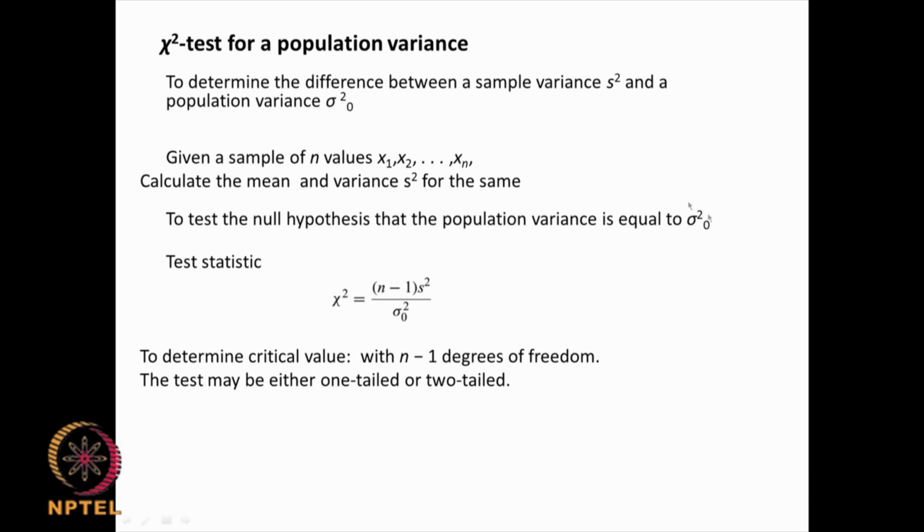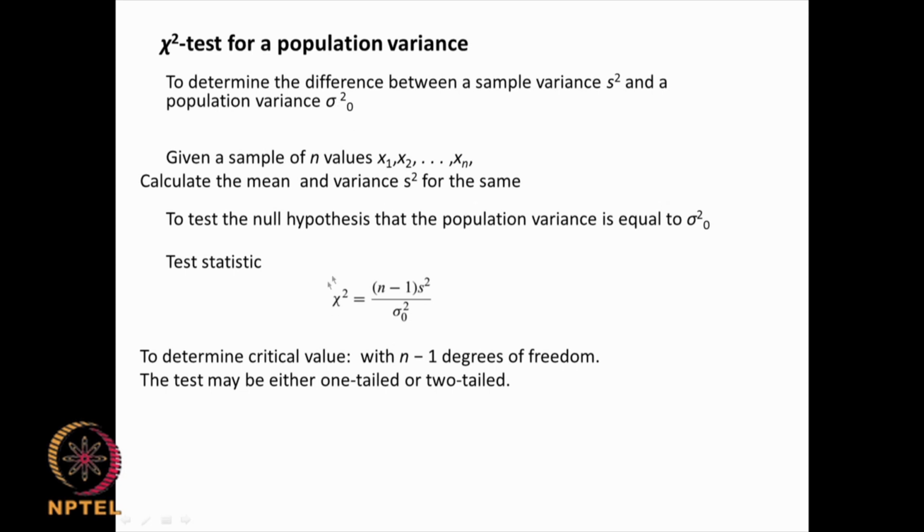Suppose we have a sample variance of S square and a population variance of sigma square. We can use this to test the null hypothesis that the population variance is equal to sigma square. That means we want to say whether the sample comes from the same population. So when we have a set of samples x1 to xn, we calculate a mean and a variance, which we will call S square, and the population variance is sigma square.